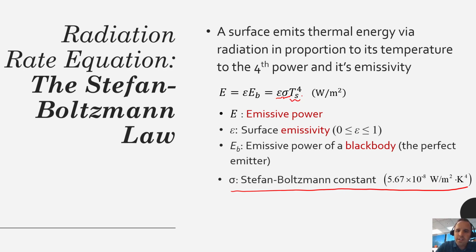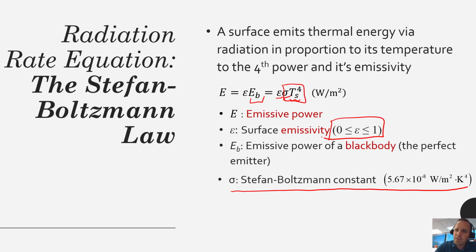This quantity, sigma times the surface temperature to the fourth power, is also known as the emissive power of a black body. So a black body, one of the assumptions of a black body is that it emits perfectly. So there is nothing else hindering heat transfer except for the temperature itself. We use this epsilon as a nice convenient term as a relative ratio of how much does that surface emit relative to that of a black body.